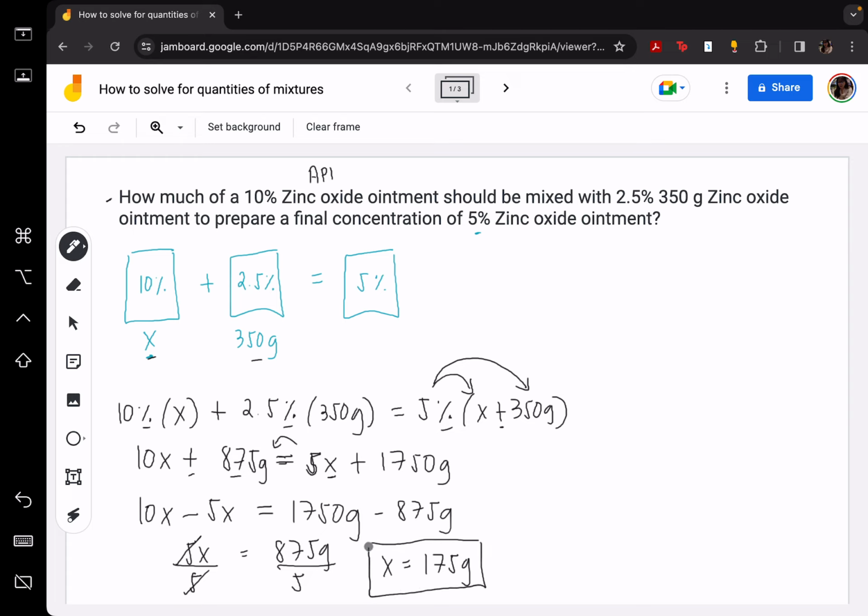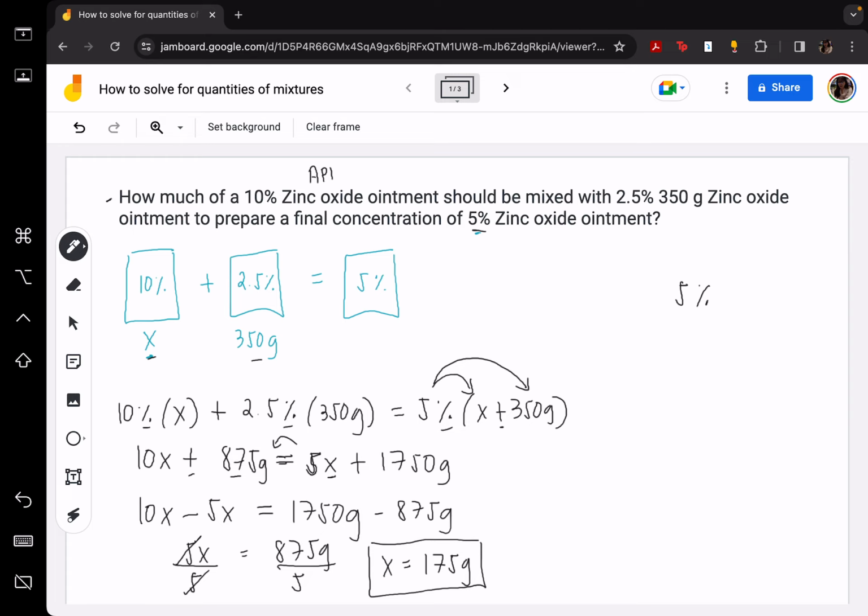That is the first method. What about the second method, the alligation method? For the alligation method, you have to use a special layout. The layout is like this. You get the final concentration of your final product and put it here at the center, like so.